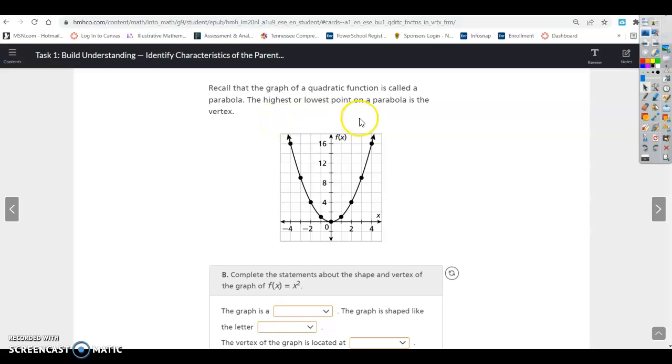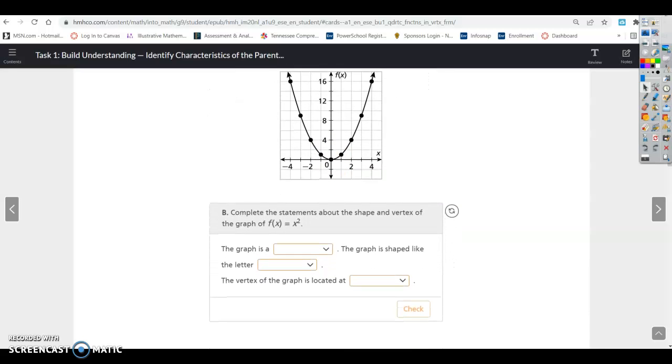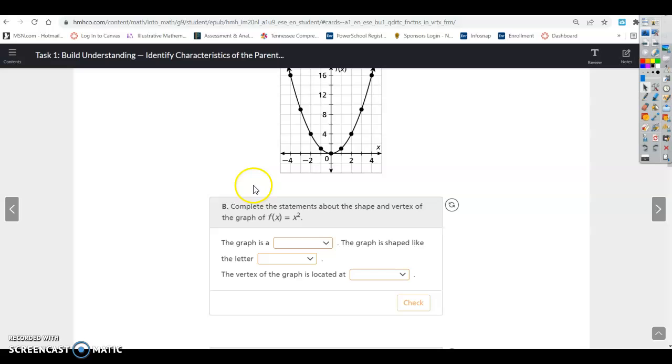It says, recall that the graph of a quadratic function is called a parabola. The highest or lowest point on the parabola is the vertex. So for this function here, these are the points that we just made in the table. 0, 0 is your vertex. That's the lowest point on this quadratic function.